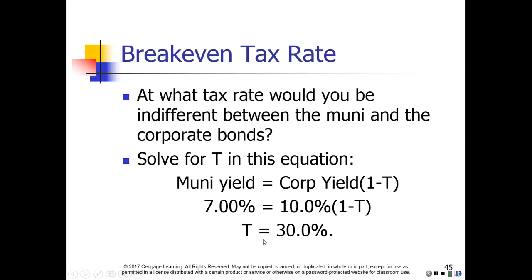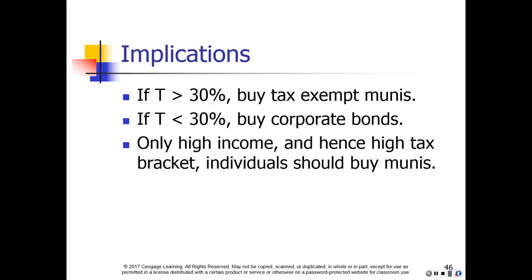If it's higher than 30%, actually, I will prefer that municipal bond. So munis are actually preferred by the rich people or high income people who have higher marginal tax rates. So if T is greater than 30%, buy the munis. If it's less than 30%, buy the corporate. So only high income and high tax bracket individuals should buy municipal bonds.